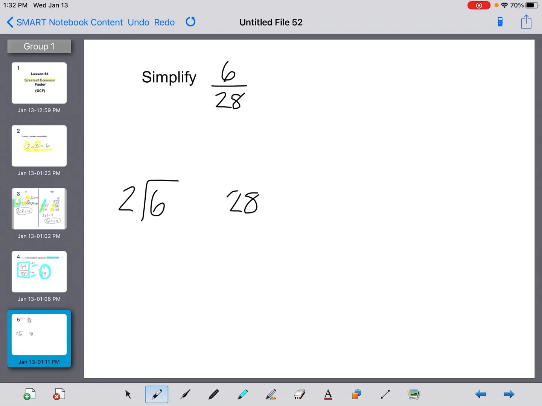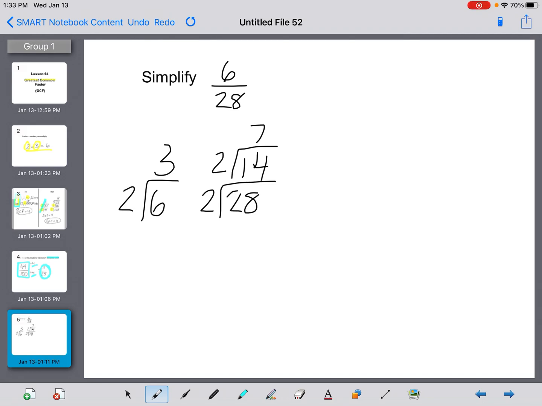We start with the smallest prime number. 6 can be divided by 2, so we divide it by 2. And we get a 3. 3 is prime. Prime at the top, that means stop. Let's do number 28. We divide it by the smallest prime, which is 2. We get a 14. That can be divided by 2, so we do that. We get a 7. Prime at the top.